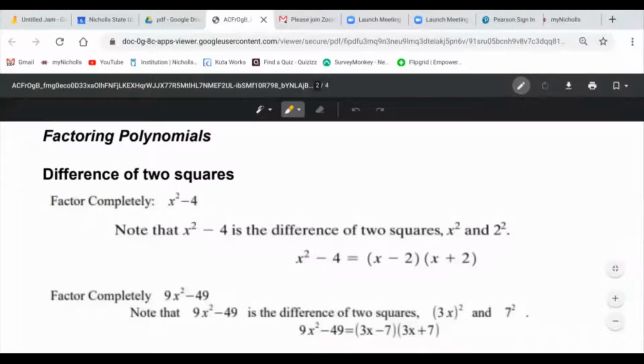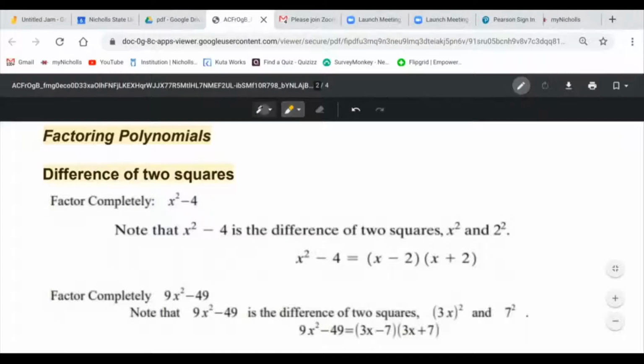Okay, in this video, we're going to talk about factoring polynomials. There's two methods that I really use. You may have found other methods before, but the two methods we're going to look at for me is difference of two squares, how to factor that, and the AC method. So the first thing we're talking about is the difference of two squares.